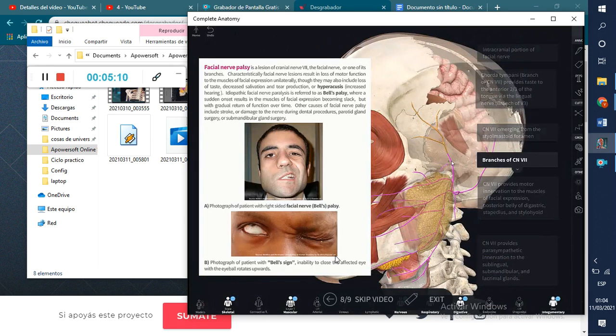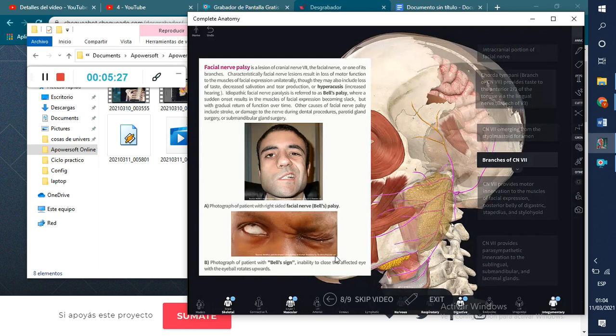Remember, here's a mnemonic: ten zebras bit my cheek. So ten zebras bit my cheek stands for temporal, zygomatic, buccal branches, marginal mandibular branches, most likely these here, and cheek is cervical branches.